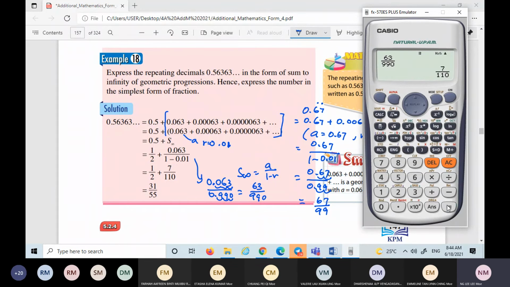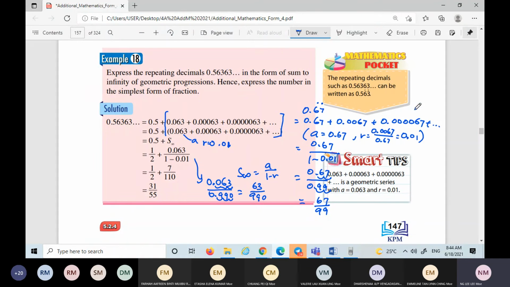63/990, you get 7/110. Then press the calculator for the whole thing, and you will get the answer 31/55. Want to check the answer? 31 divided by 55, 0.5, 63, 63, 63, 63. So your answer is correct.